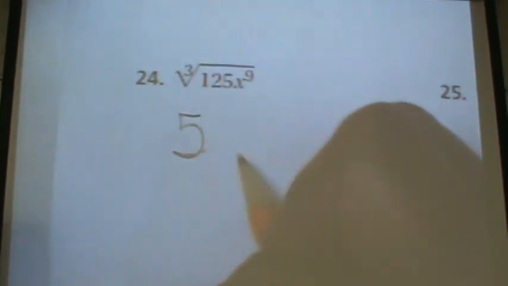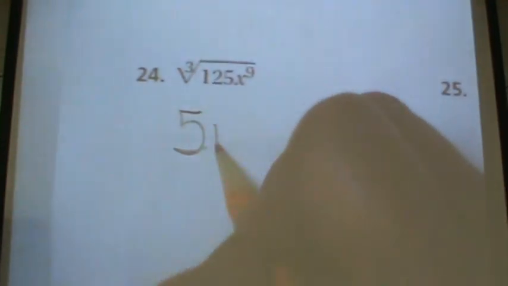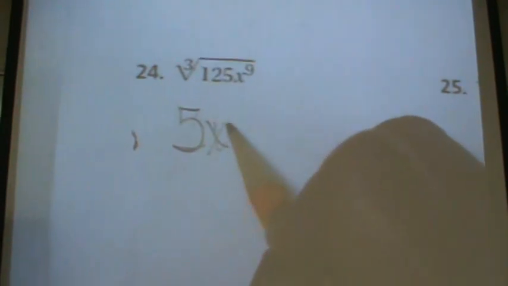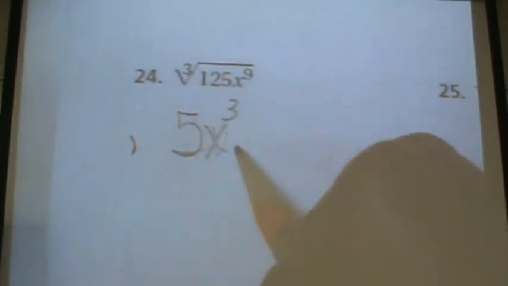The cube root of 125 is 5. And now I'm just going to do 9 over 3, which is, sorry, that's an x to the 3rd. 9 over 3 is 3.